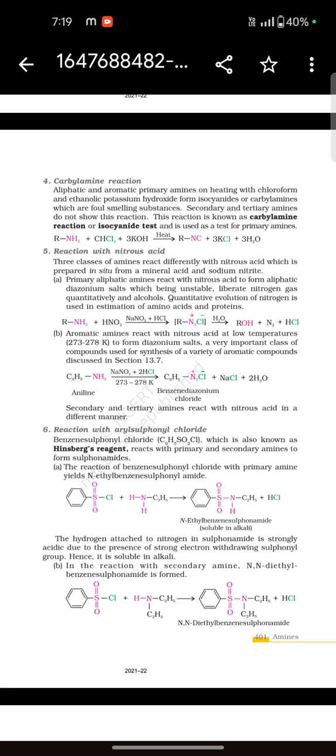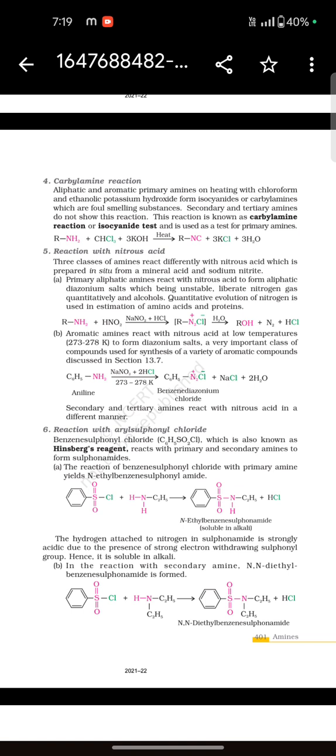Aromatic amines react with nitrous acid at low temperature to form diazonium salts, a very important class of compounds used for synthesis of a variety of aromatic compounds. Aniline, C6H5NH2, in presence of NaNO2 plus 2 moles of HCl at temperature 273 to 278 Kelvin gives C6H5N2+ Cl-, benzene diazonium chloride, plus NaCl and 2 moles of water. Secondary and tertiary amines react with nitrous acid in a different manner.